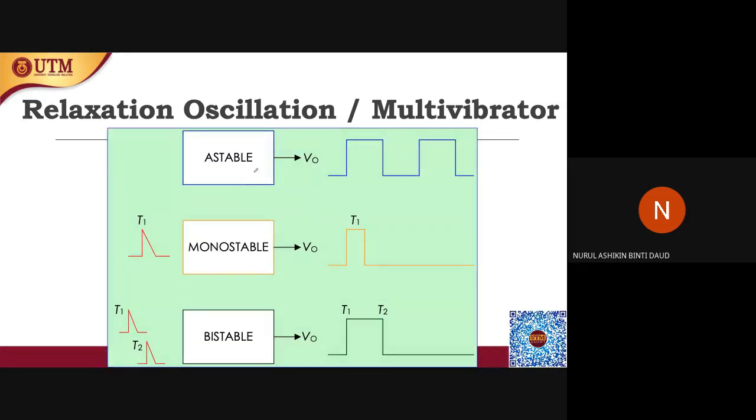These are the example waveforms for astable, monostable, and bistable. These are the triggers for monostable. Since it has one stable output, it needs one trigger. For bistable, it has two stable outputs, so it requires two triggers.